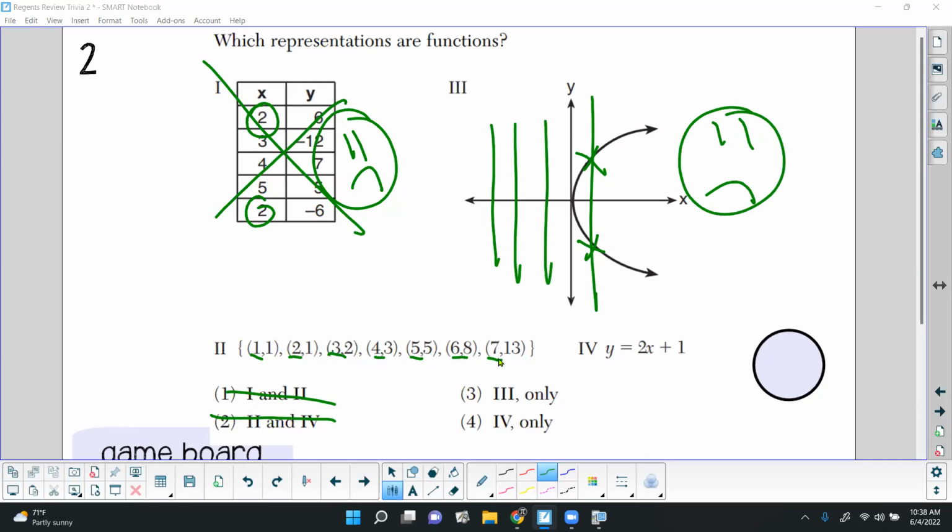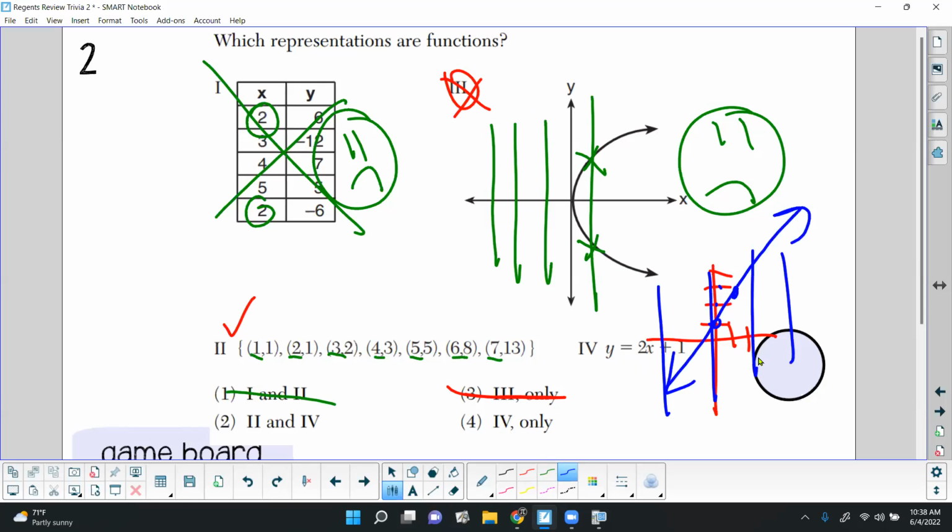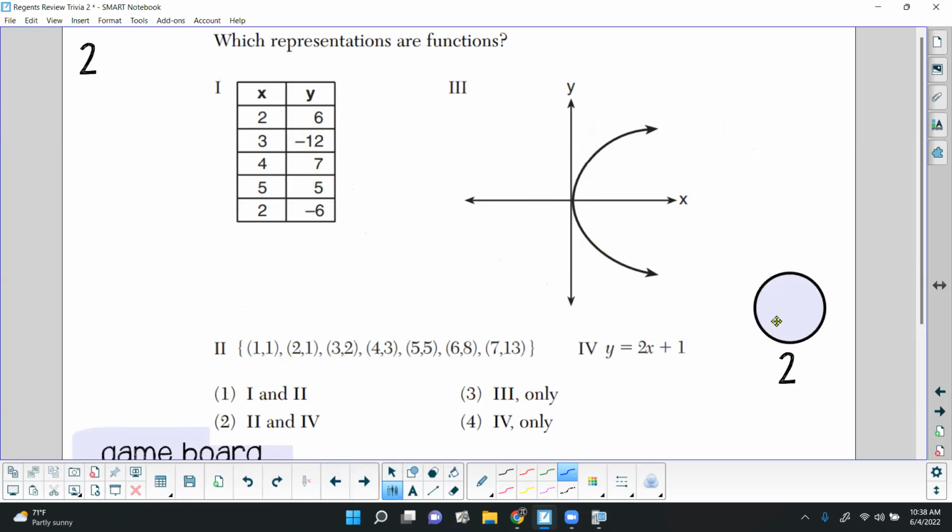What is the question? Which representations are functions? Oh, miscrossed something. I crossed it off. It's a 3. Sorry, thank you. This is function 3. All right, so 2 is a function, and number 4 is a linear function, y equals 2x plus 1. So that would go through 1. It would go up 2 over 1. That's a linear function, and that would pass the vertical line test. So yes, it's choice number 2. Thank you, thank you. Next time, be more careful than me and don't cross off the wrong value.